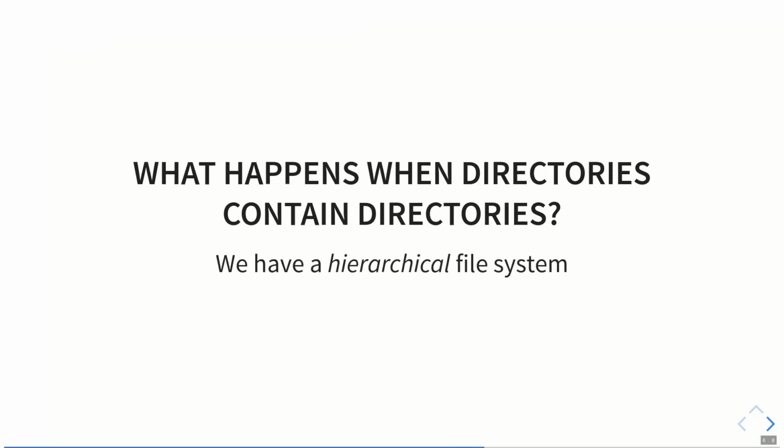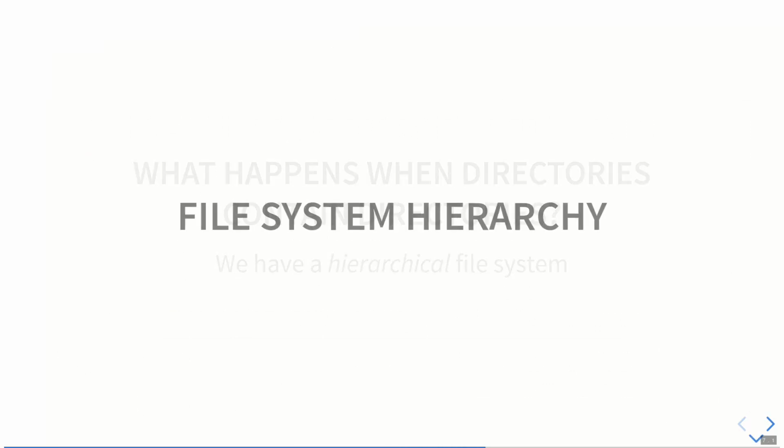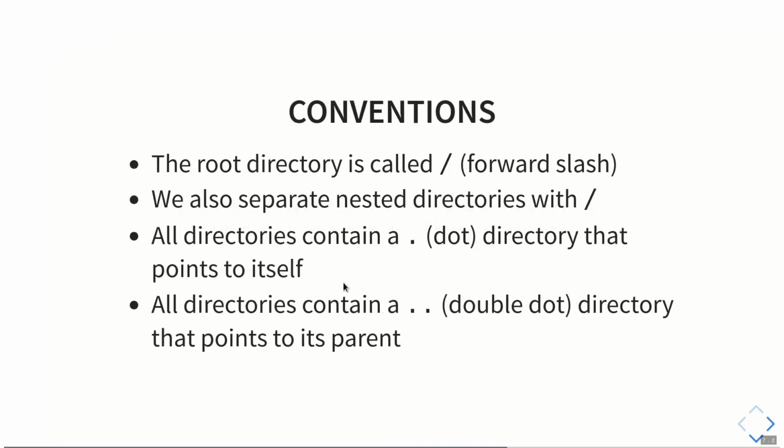Okay, so when directories contain other directories, this is where the hierarchical file system emerges. There were early operating systems, I think early versions of DOS, that had no hierarchy. You could have one level of directories and that's it. All right, so I want to illustrate for you graphically this hierarchical file system and some of the conventions that Unix-style systems use.